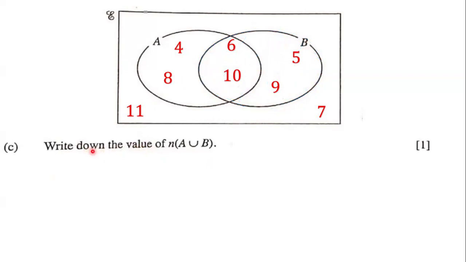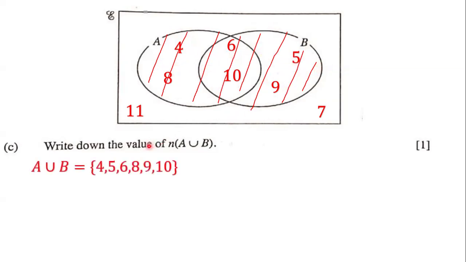Next, we have to write down the number of elements in A union B. Now, what is A union B? A union B is all of the elements in A and all of the elements in B combined, but no repeats. So this right here is A union B, all of this that I have shaded. But what is the number of elements in A union B? A union B consists of the following numbers: 4, 5, 6, 8, 9, and 10. That's all of these numbers inside these two circles.